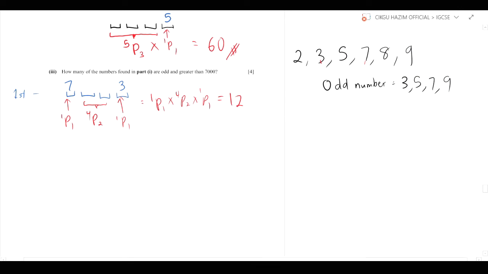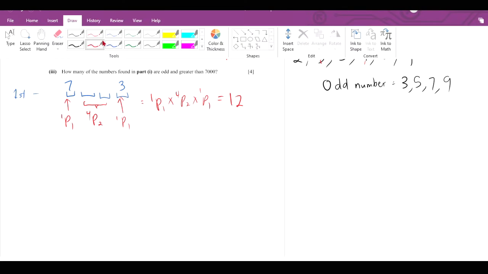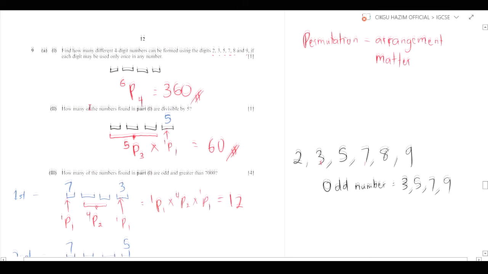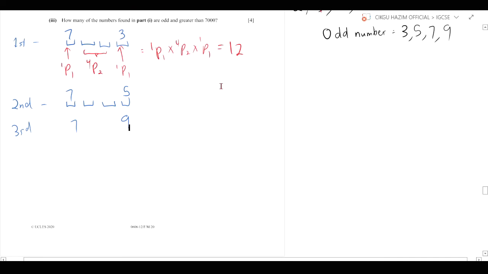Is that it? No, that's not it, because we need to list all the situations here. You can wait on the working first. You can list all the possible situations first, and then do the working. The second situation, you start with 7 and end with 5. Then the third one, you start with 7, and then behind is going to be 9. It cannot be 7 and 7, because the number can only be used once. Why only once? Because in part 1 they say it may be used only once.